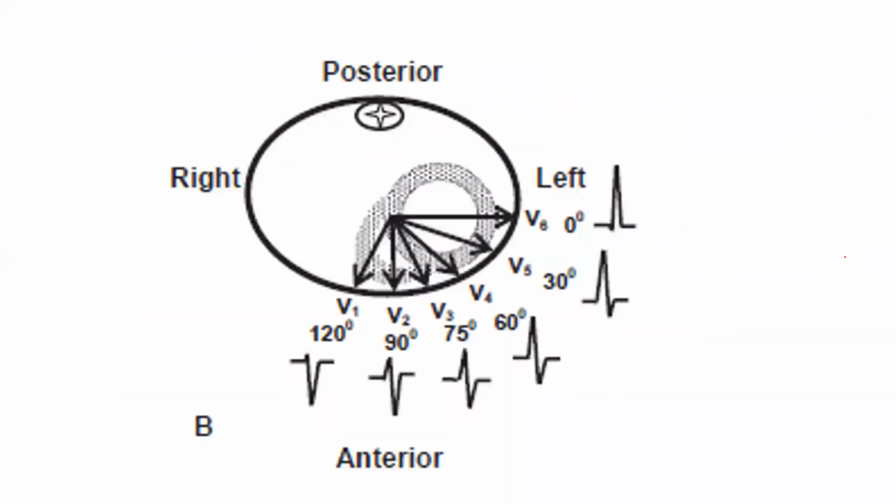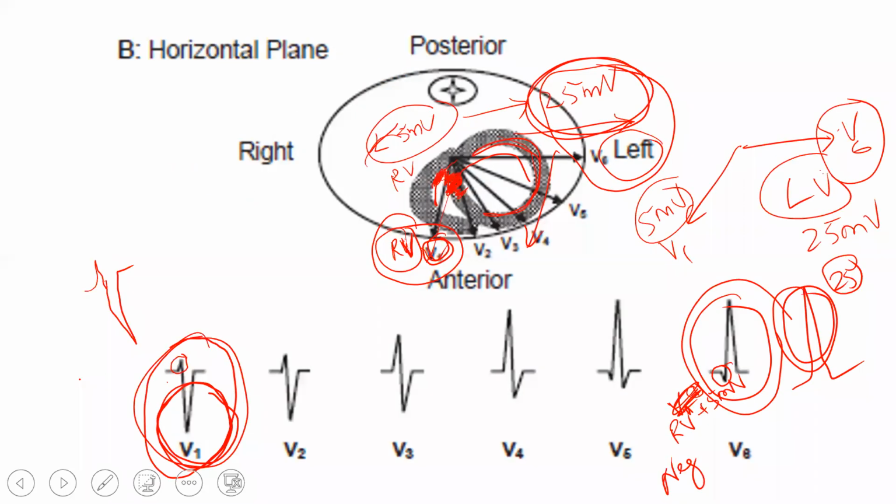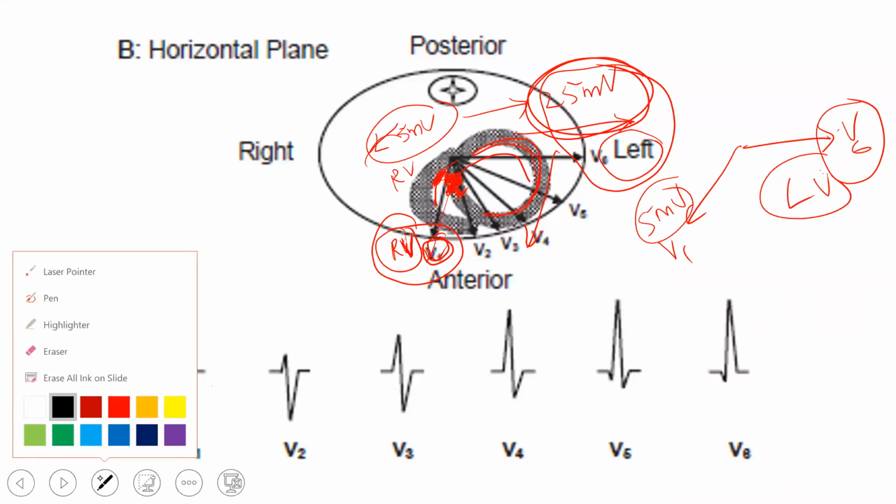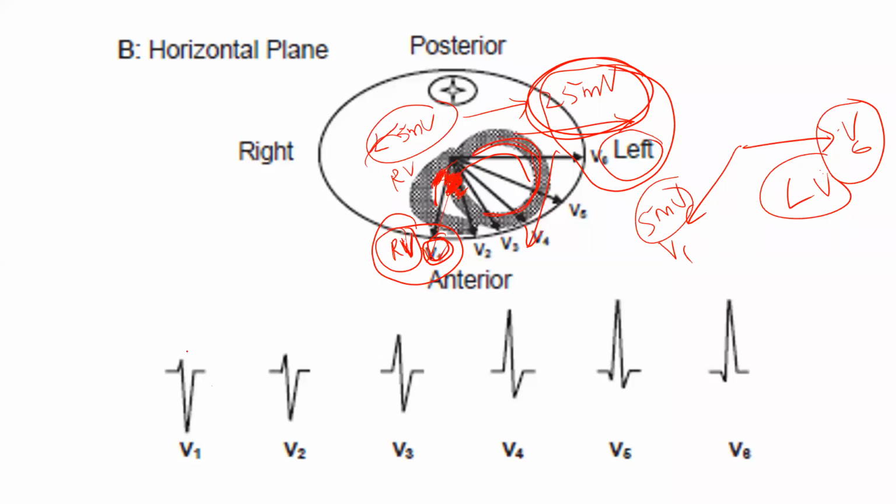Otherwise, you can still remember it in one more way if you want. Here the positive wave which is there and here the negative wave which is there, these two are the activity of your right ventricle. And this negative wave and this positive wave, this X which I have put, this is the activity of your LV.